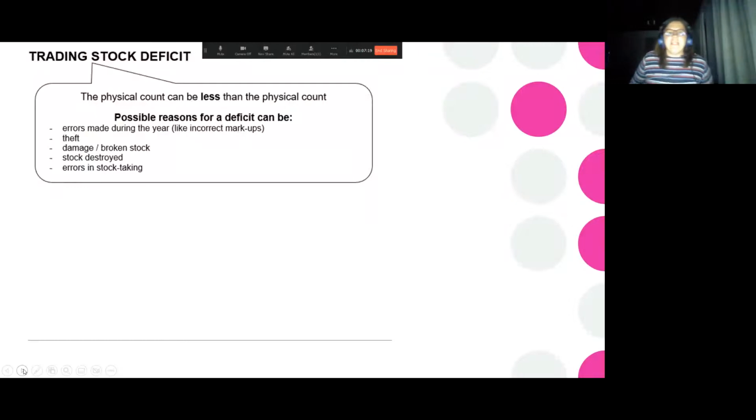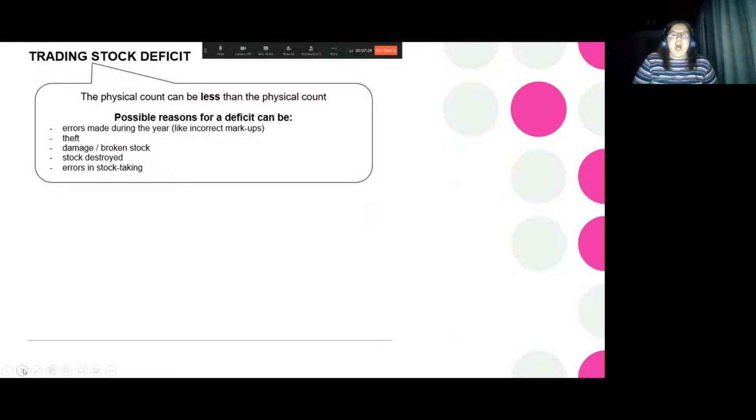So this is a lesson on our year-end adjustments. Just to revise all these year-end adjustments. The first year-end adjustment we will have a look at is trading stock deficit.